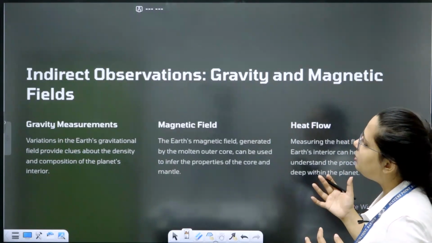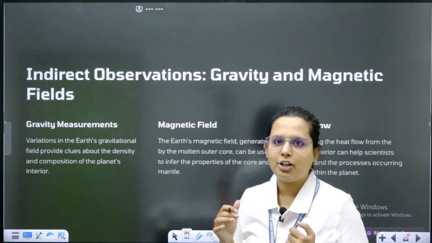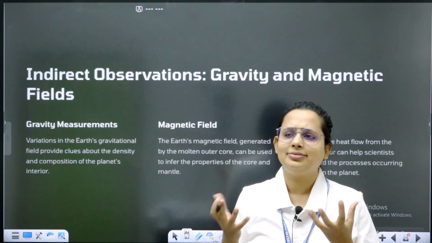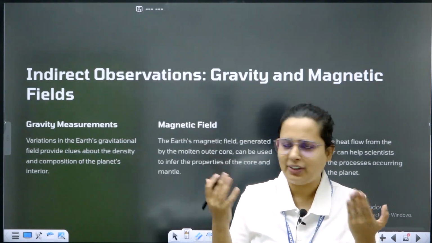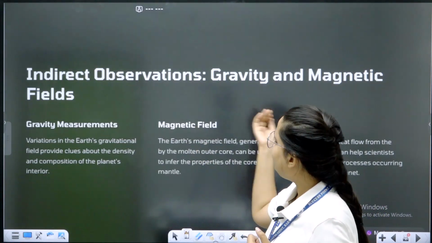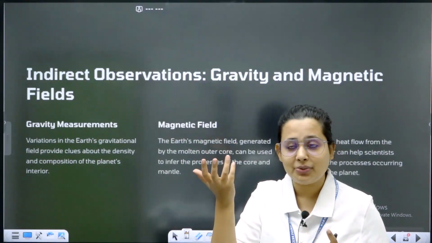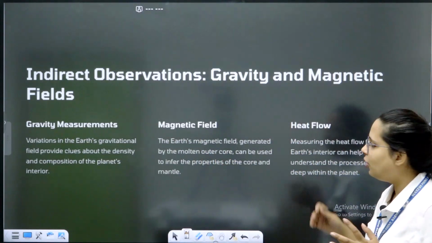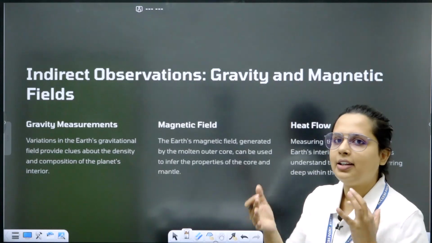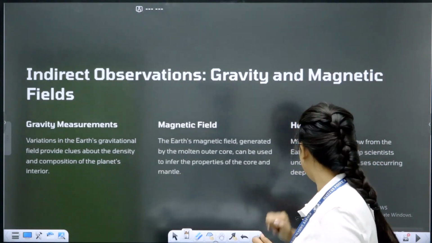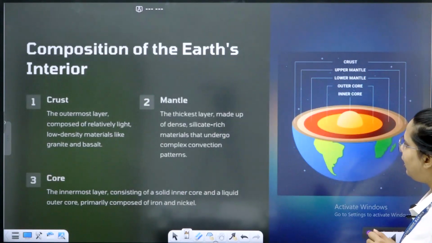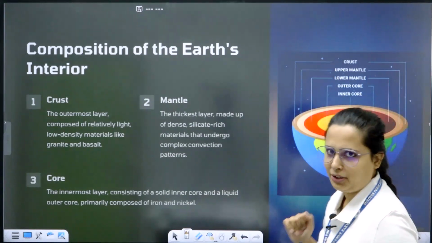Now these are something which are indirect observations. Indirect observations are not directly observed. So if I talk about indirect observation, then gravity measurements, the magnetic field of the earth and heat flow, all these three components are indirect observations. We will talk about them in further classes, but right now let's talk about the interior of the earth.